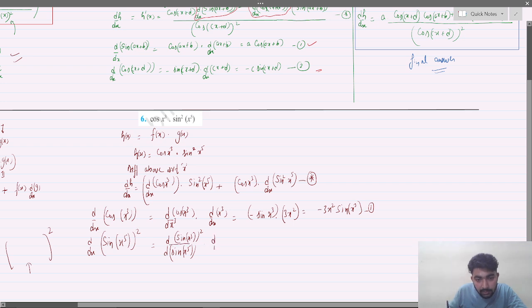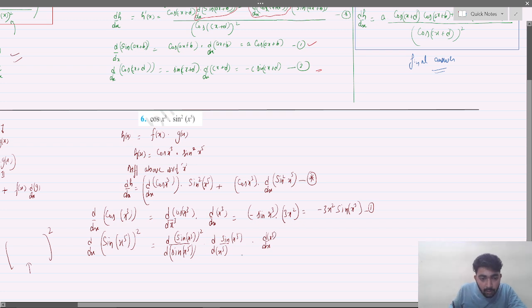Now the derivative of the inner function. How can we differentiate this one? Again we need to apply the chain rule. d/dx of sine of x raised to the power 5, because sine is the outer function and the inner function is x raised to the power 5. Now again d/dx of x raised to the power 5.